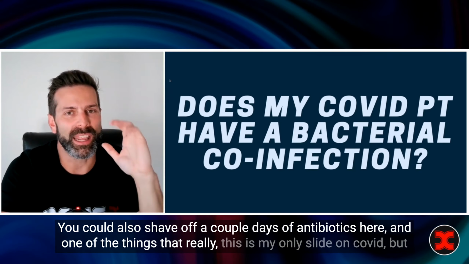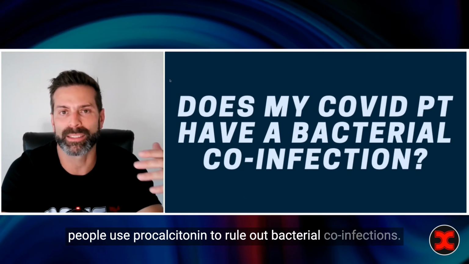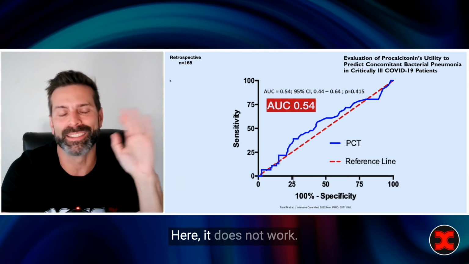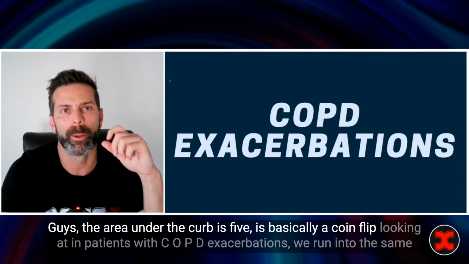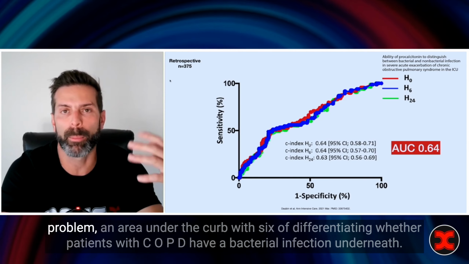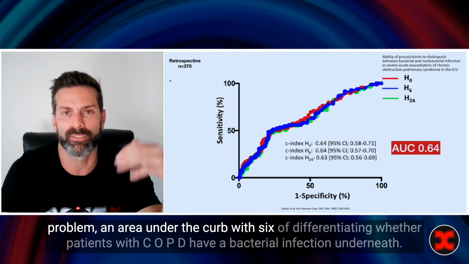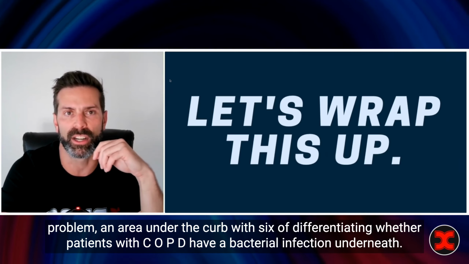And one of the things that really, this is my only slide on COVID, but people use procalcitonin to rule out bacterial co-infections. Here, it does not work, guys. The area under the curve is 0.5. It's basically a coin flip. Looking at patients with COPD exacerbations, we run into the same problem, an area under the curve of 0.6 of differentiating whether patients with COPD have a bacterial infection underneath.